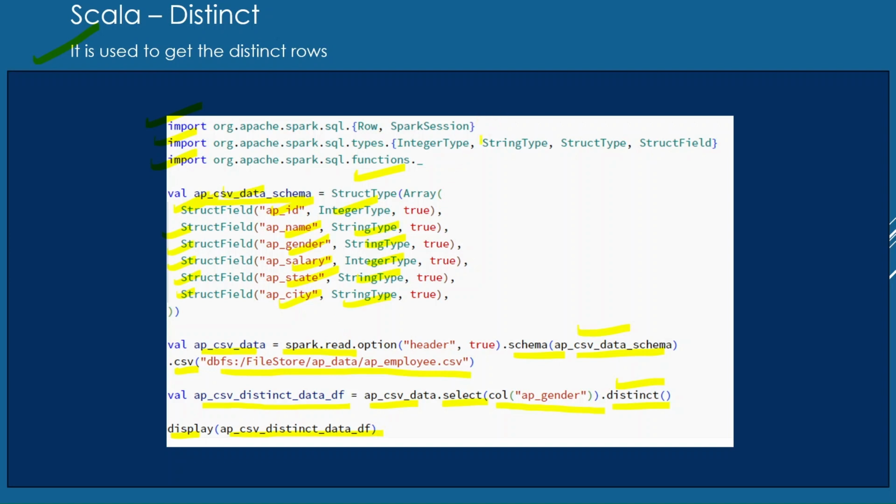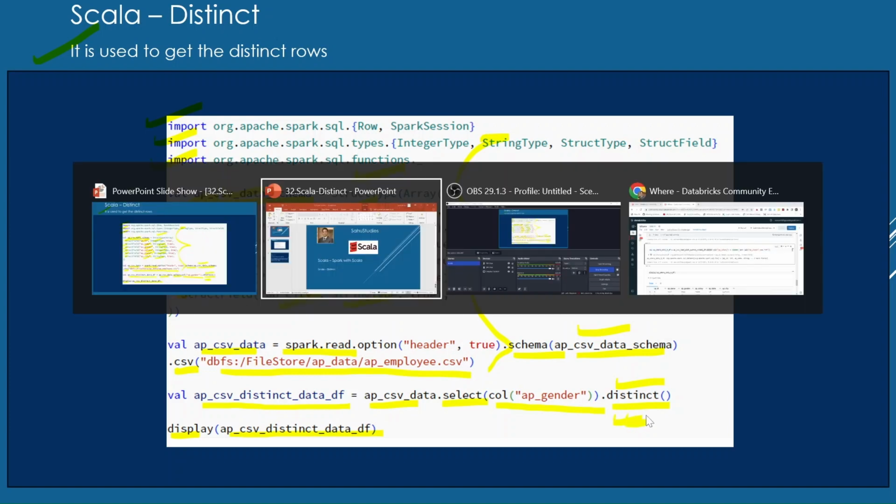In my previous exercises, I have already read the CSV file and created the data frame multiple times, so I am not going to write this code again. I will copy the code from one of the previous exercises and show you how the distinct function works in Scala. So let's go to Databricks.